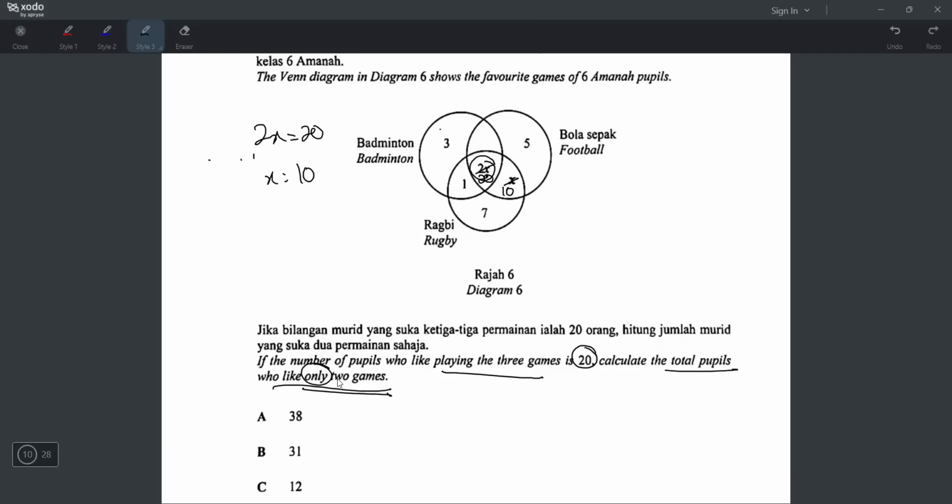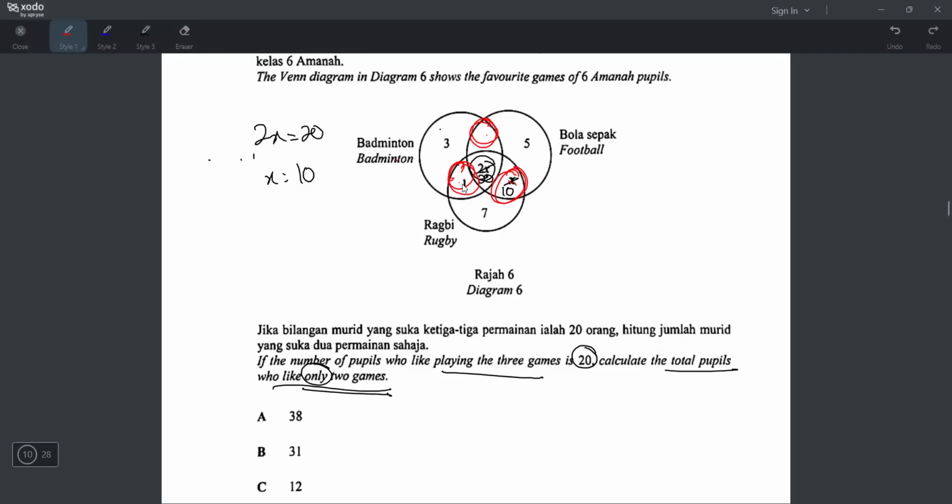So exactly 2 games is which ones? Here, here, and here. Because exactly 2 games, right? Why can the 20 not? Because this 20 plays 3 games. The 3 cannot because this one is badminton only, 1 game only. The 5 is also 1 game only. 7 also rugby only, 1 game. So this and this is 2 games only. This one is badminton and football only. This one is badminton and rugby only. This one is football and rugby only.